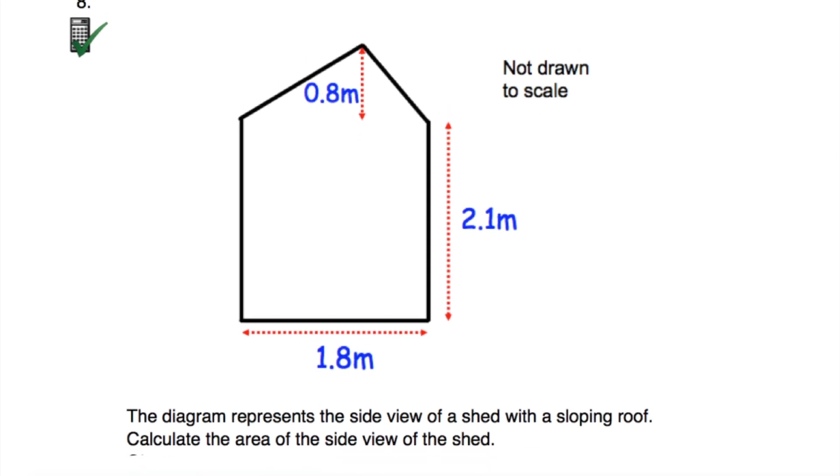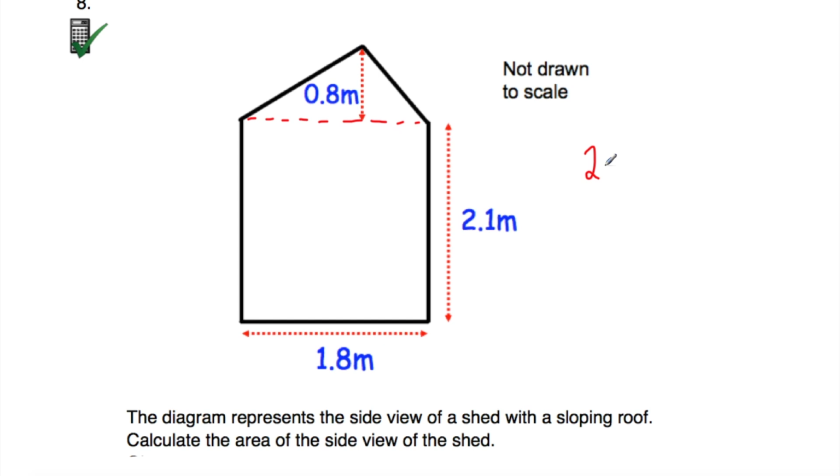So to do that, it's a calculator question, so that's quite nice. Okay, so let's cut it into a rectangle and a triangle. So if we cut it across here, we've got this rectangle and this triangle. So let's find the area of the rectangle to begin with. The area of the rectangle will be the length times the width. So we're going to do 2.1 multiplied by 1.8. And it's a calculator question, so you can pick up your calculator and work that out. So 2.1 multiplied by 1.8 is equal to 3.78.